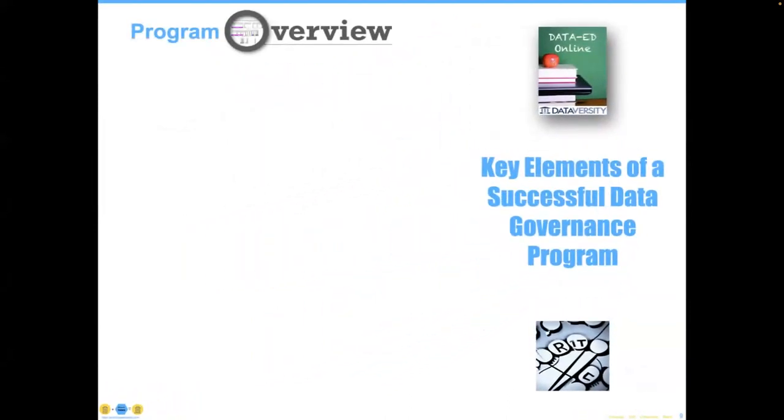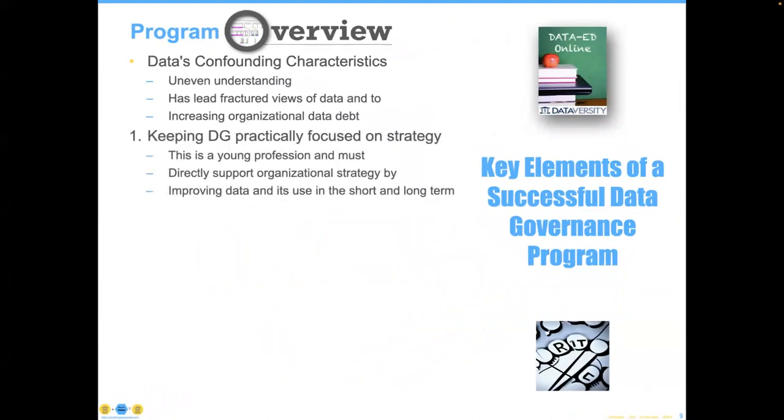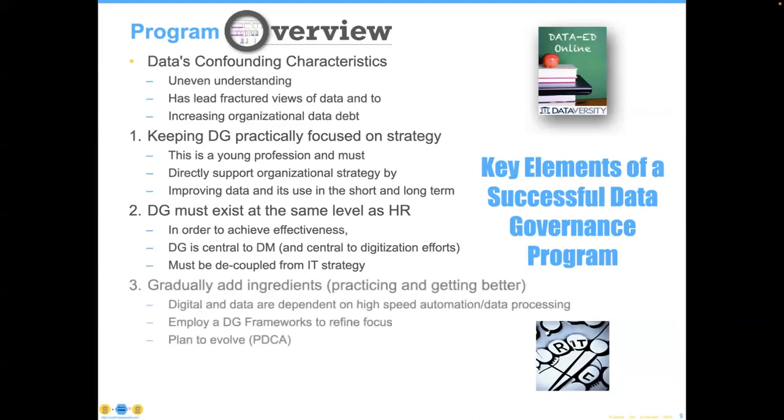What we're going to talk about today then is, first of all, the data has some confounding characteristics that if you fail to take into account will cause you nothing but grief in the future. In addition to that, there are four key items: keeping your data governance practically focused on strategy, making sure that your data governance program has the required commitment that was just talked about again a second ago. It's got to exist at the programmatic level.